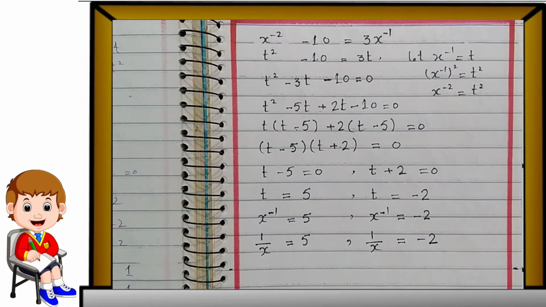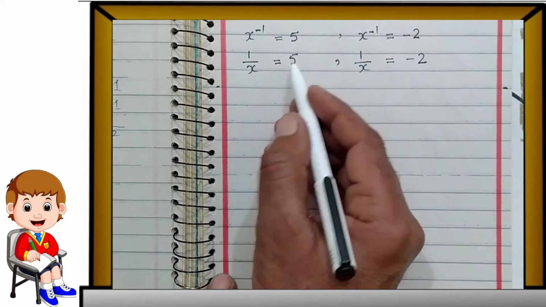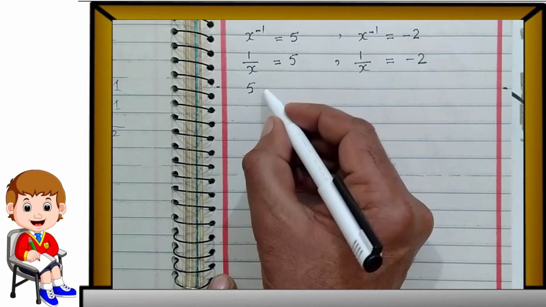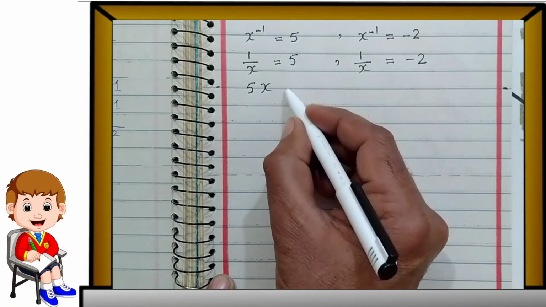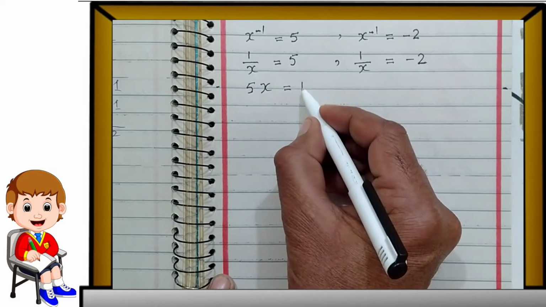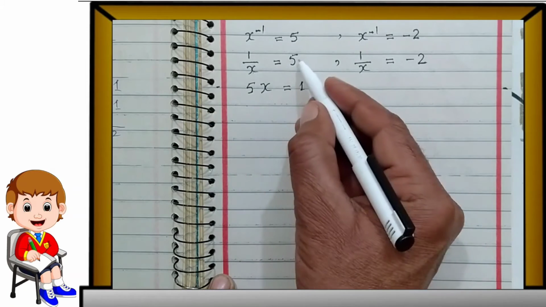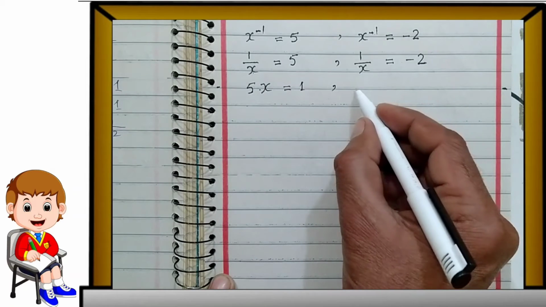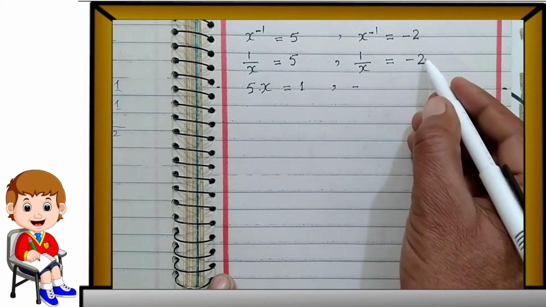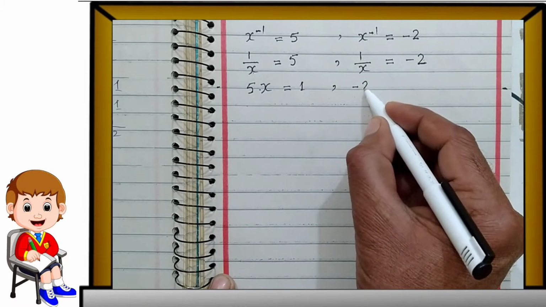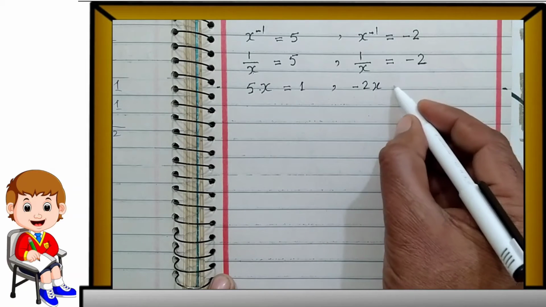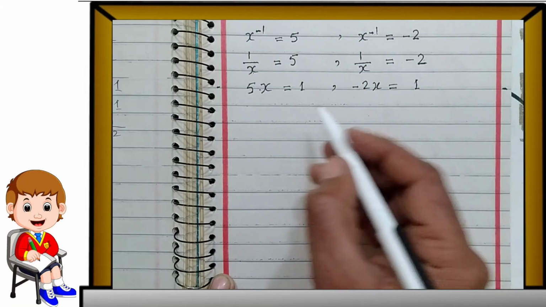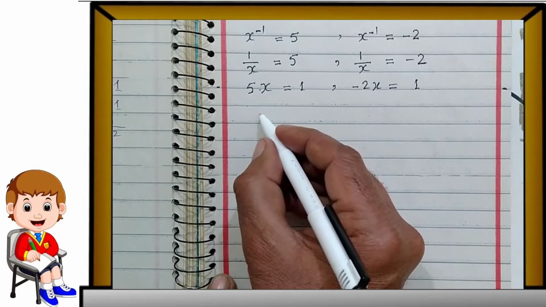Now we cross multiply, x multiplied with 5, so 5x is equal to 1. In the second, x will multiply with minus 2, so minus 2x is equal to 1. Now we find the values of x in both the equations.